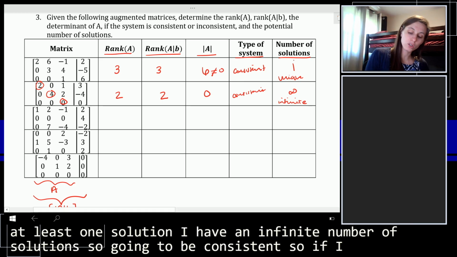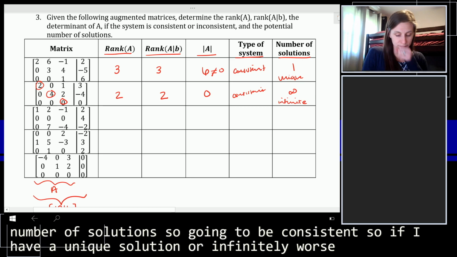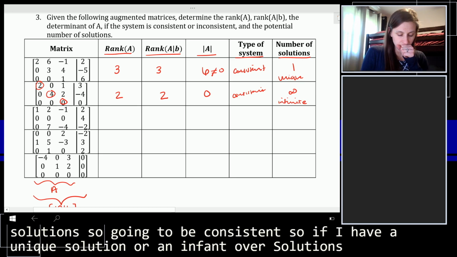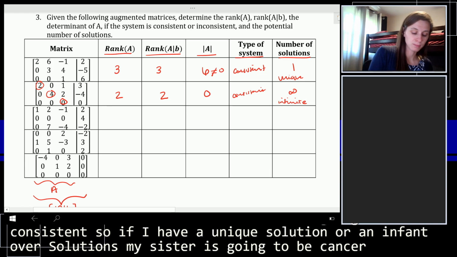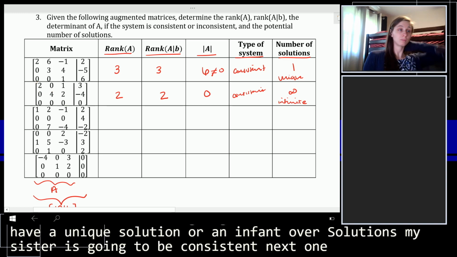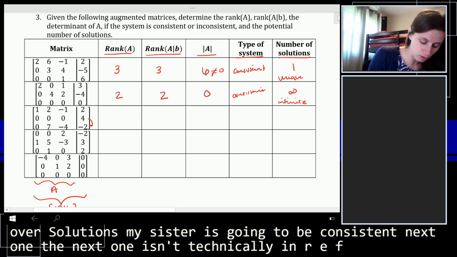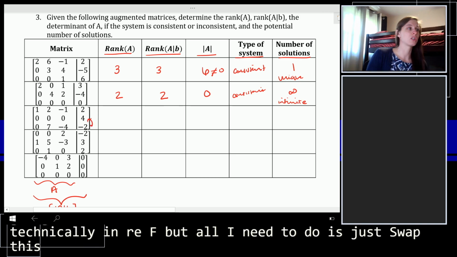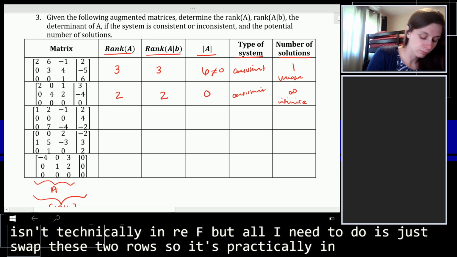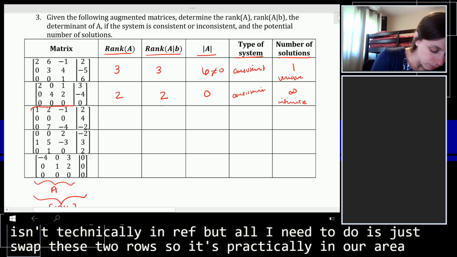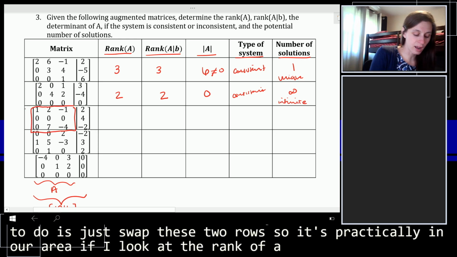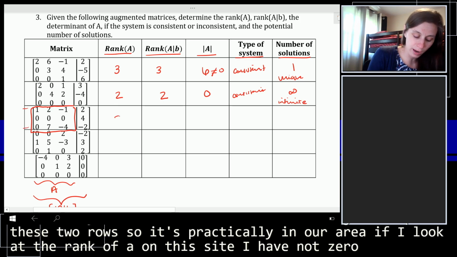So if I have a unique solution or an infinite number of solutions, my system is going to be consistent. Okay, so let's look at the next one. The next one isn't technically in REF, but all I need to do is just swap these 2 rows. So it's practically in REF. If I look at the rank of A, on this side I have not 0, not 0. My rank of A is 2.